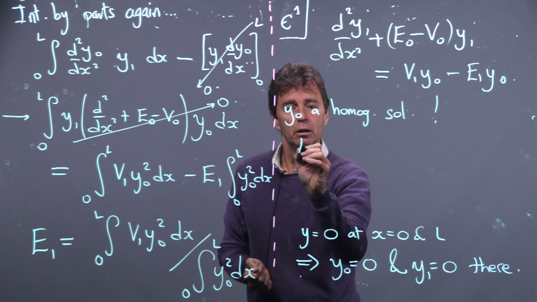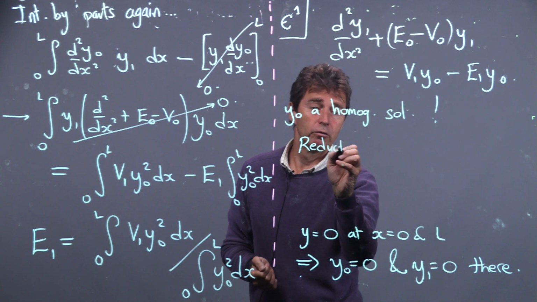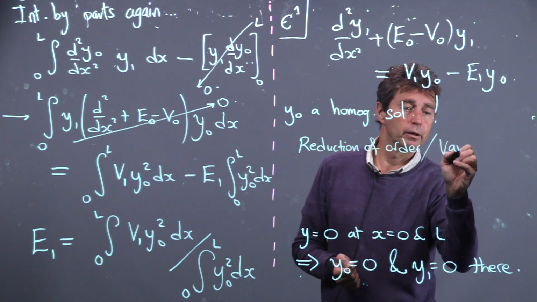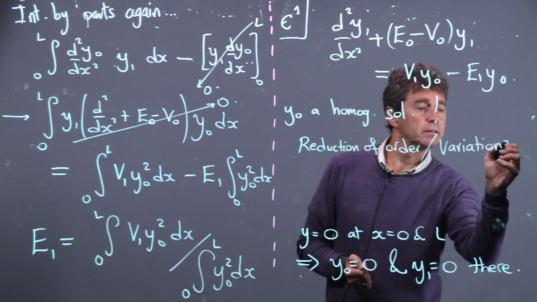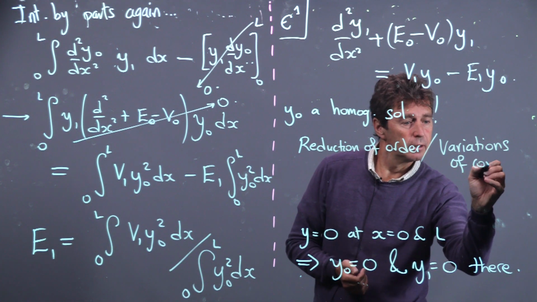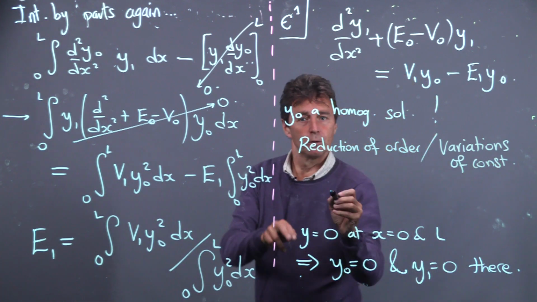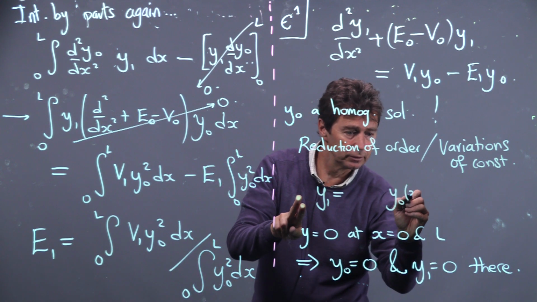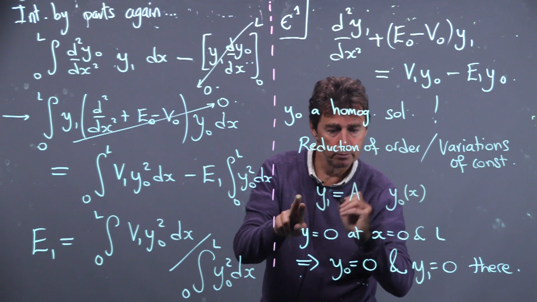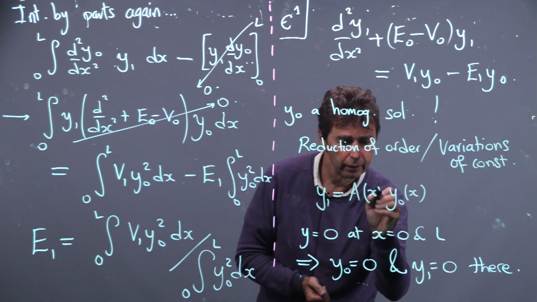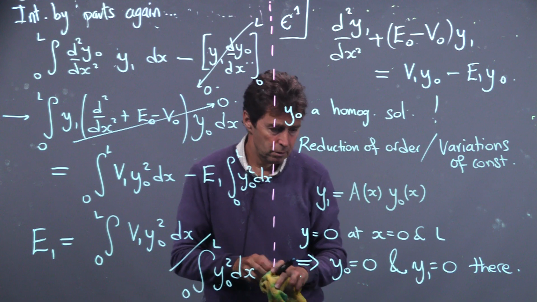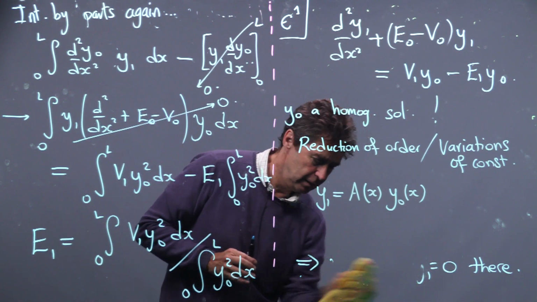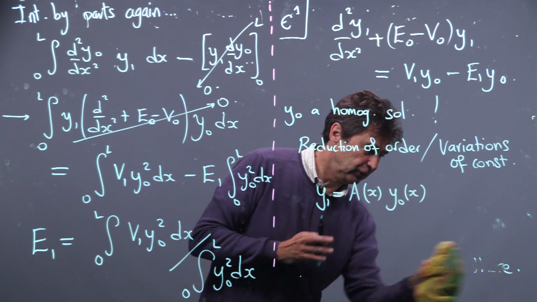So we can use reduction of order or variation of constants, depending on what you would like to call it. These things are essentially the same technique. So for y1, here's my homogeneous solution. Normally I would have an arbitrary constant out front. I'm making that now a function of x. So this is just applying reduction of order or variation of constants.